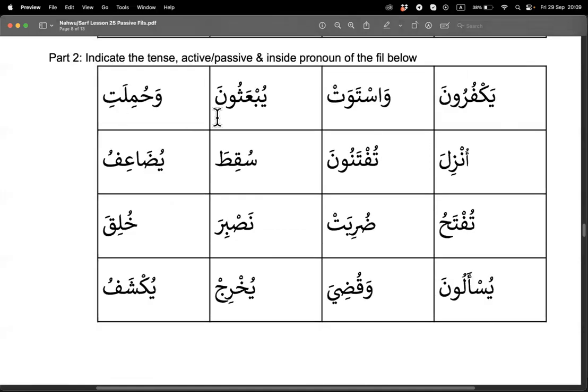So tell me these verbs, are they Madi, Mudari, and then what kind? Yakfuruna. This one mudari, maklum. If we make it majhul, what will be the pattern? This one yukfaruna. Very good. And what's our fa'il here? Fa'il here, this one, waw, I believe, hum, sorry, hum. Yes, hum. Good. Next one.